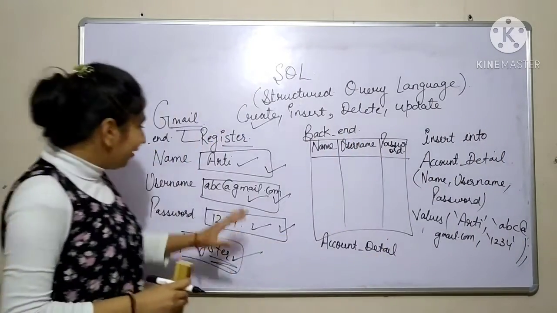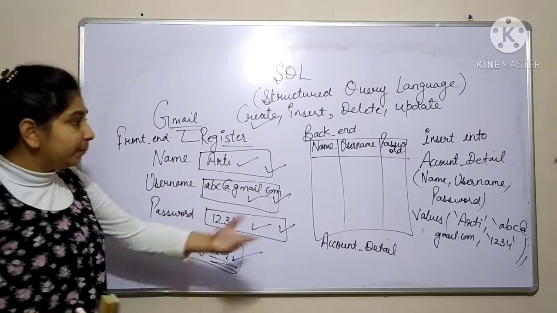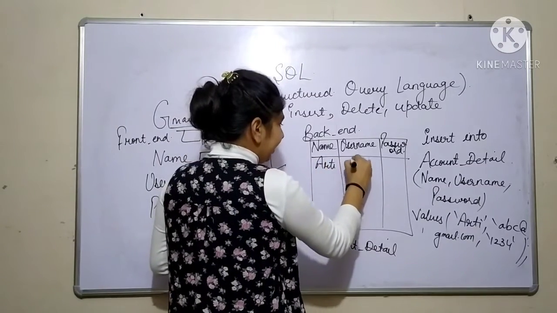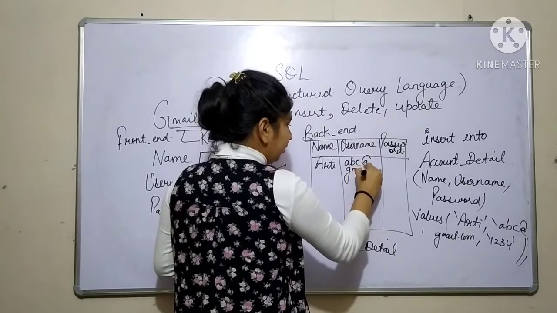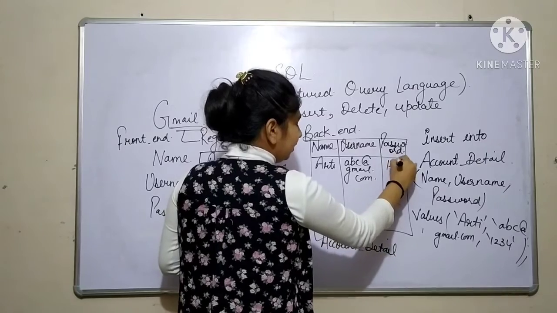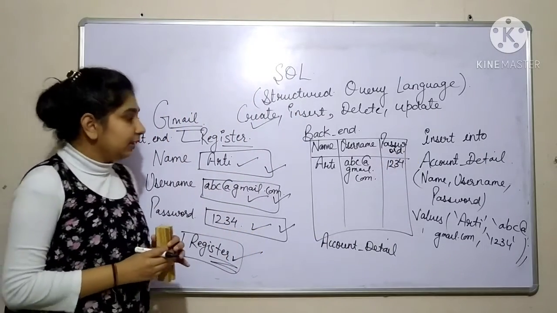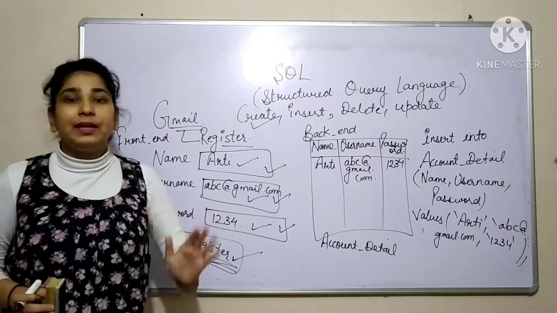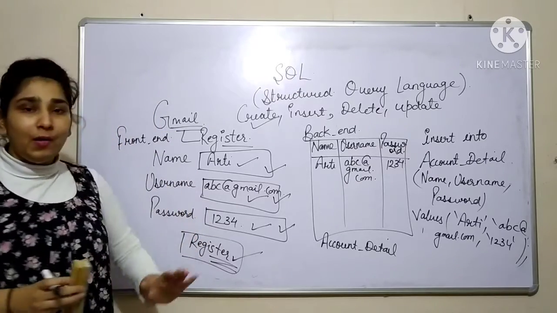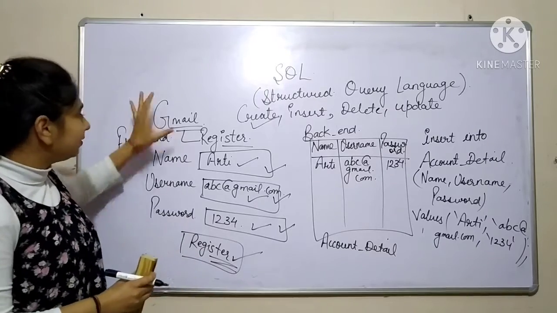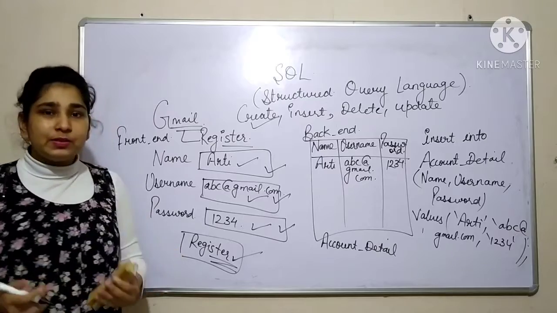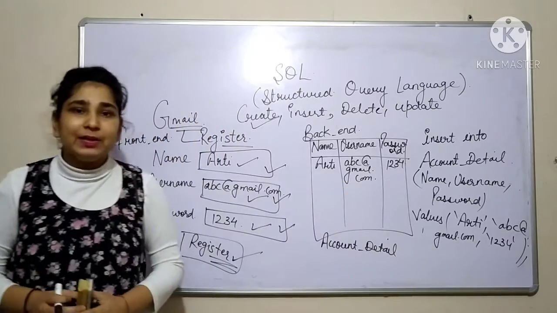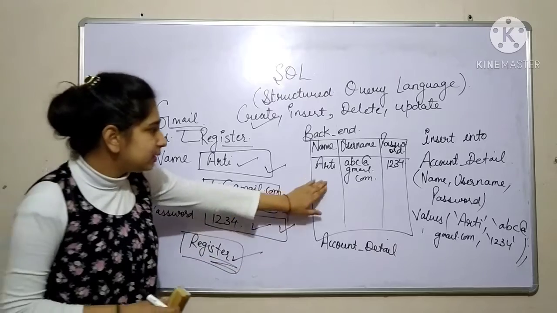Okay, this way whatever information we are entering in this field is going to be stored at the back end. Like this, Aarti, abc@gmail.com and 1234. Okay, so each and every user who wants to make his account on the Gmail, first of all, that user has to register himself on the Gmail. And whatever accounts he or she is making, all that account detail is getting stored in the database at the back end. Okay, this way.